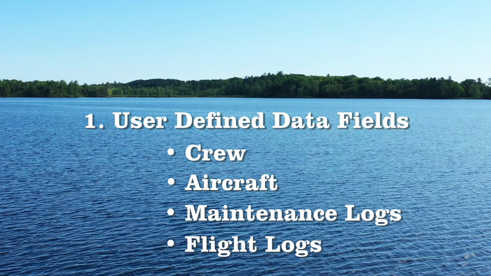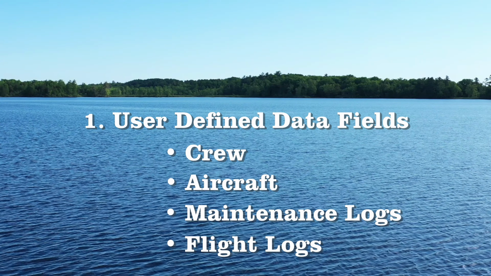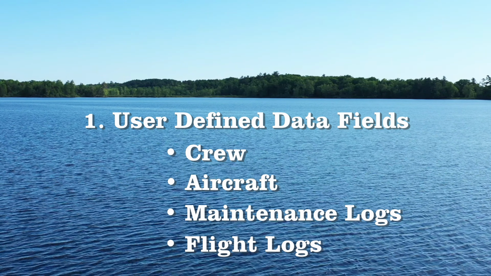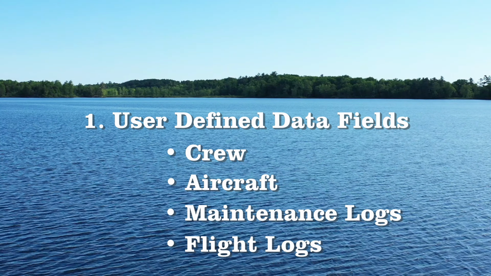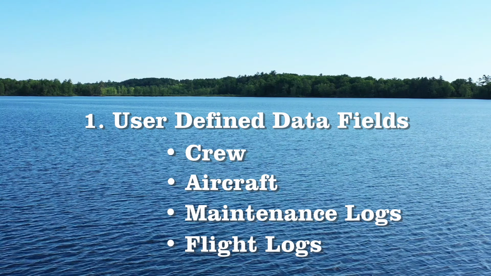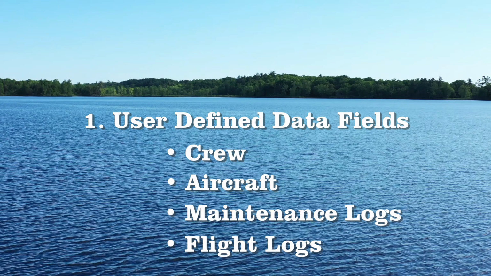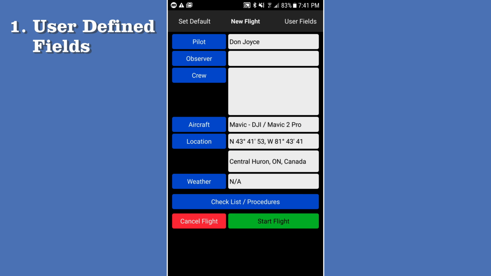So now you can do things like add an employee number for each of your pilots, keep track of the battery used on each flight, or, well, whatever you want. So let me show you how to do it. Let's say you want to track which battery you used on each flight. Well, when you're on the new flight screen here, you'll see a User Fields button in the top right.